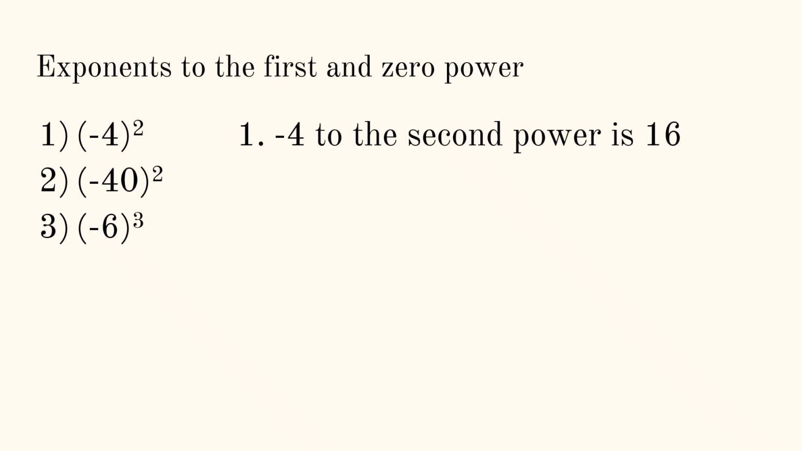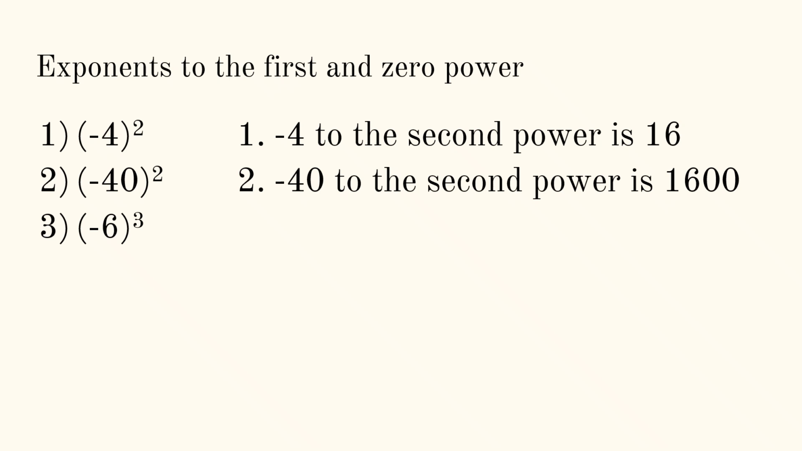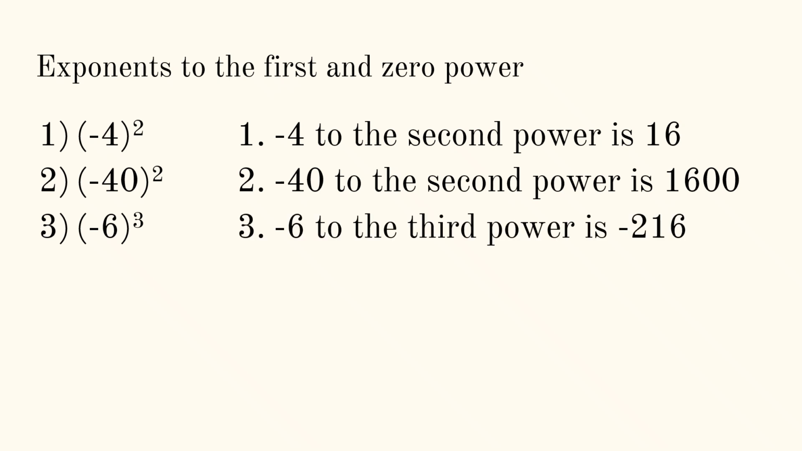Number two, since our exponent is even, our answer is going to be positive. So negative 40 to the second power is 1600. And number three, since our exponent is odd, our answer is going to be negative. So negative 6 to the third power is negative 216.